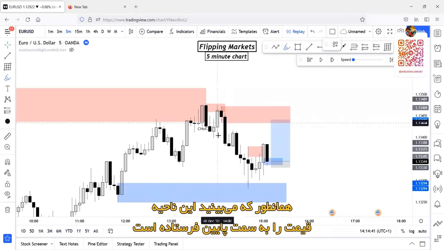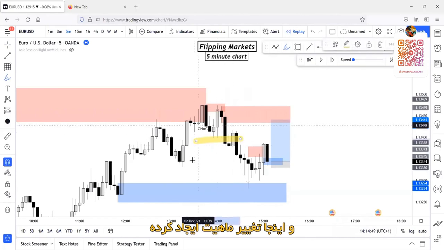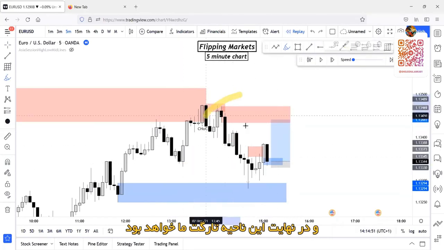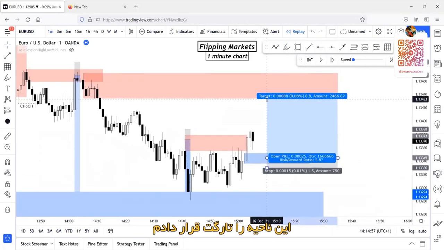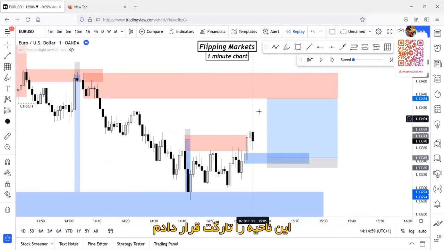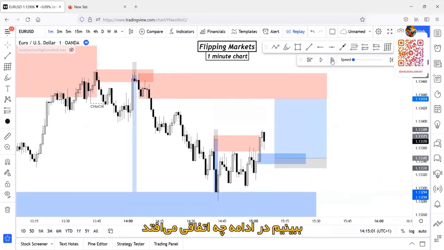As you can see, here came the impulse movement to the downside and pushed the price to the downside and changed character here and here. So this will be our overall target. Let's switch back to the 1-minute. So yeah, just target this zone. Let's see what happens next.